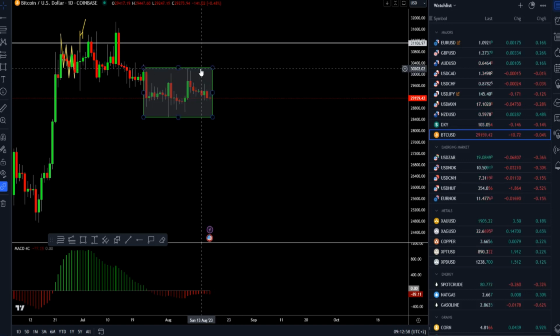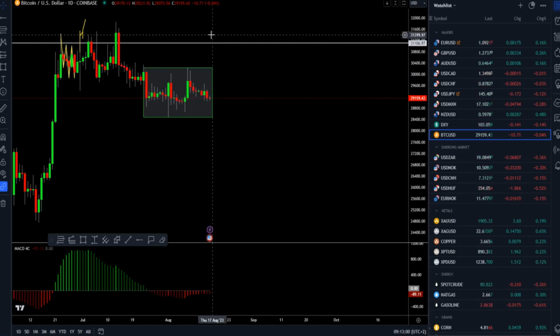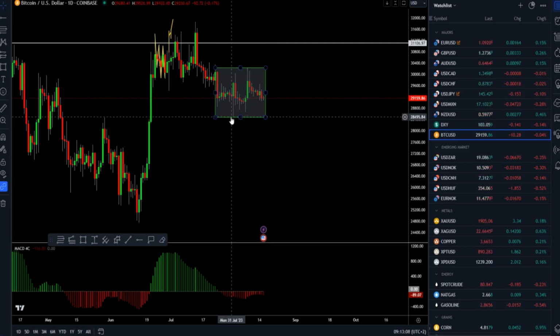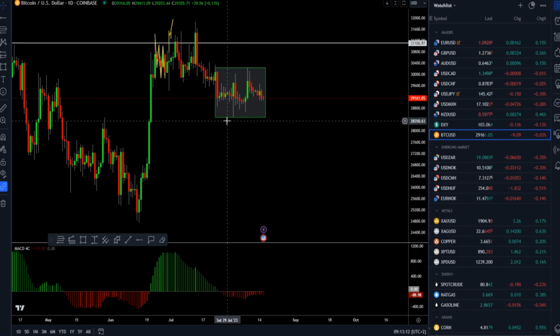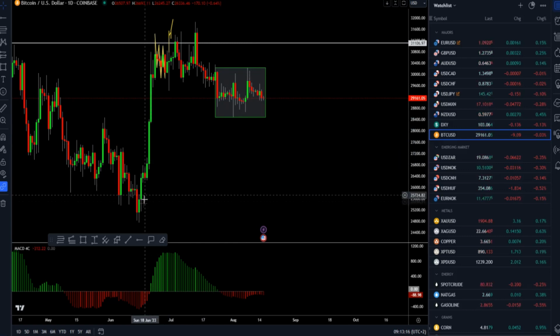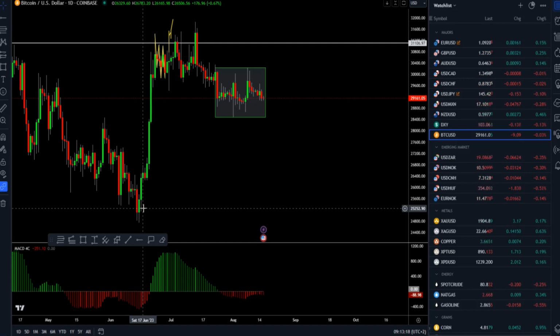If we can break the 30,200 mark and hold above, this can open the door for the 31,500 mark to be on the test. And if we can break the extreme low of this balance, so it's 28,500 mark, this can open the door for lower prices and then we should test the 27,000 mark or even 25,500 mark.